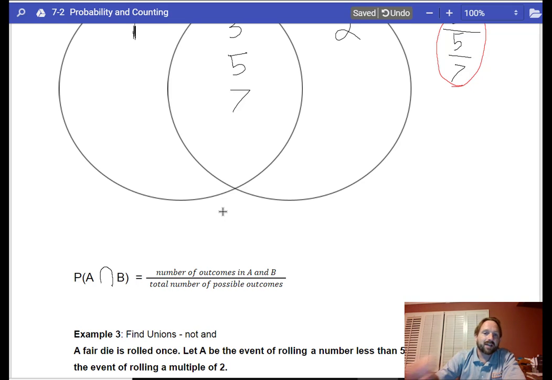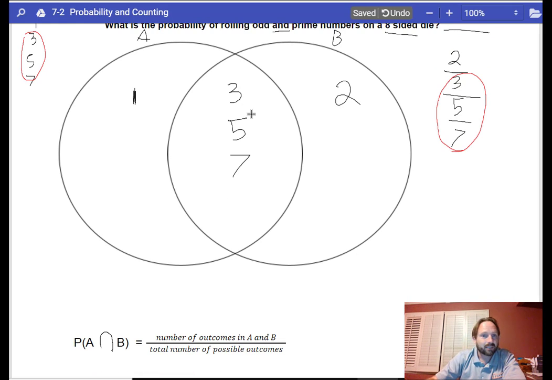So the number of outcomes of A and B. Okay, well, how many are there? Let's count. 1, 2, 3. That's it. So this is going to equal 3. Now, if it's an 8-sided die, how many sides does it have? Let's go on.